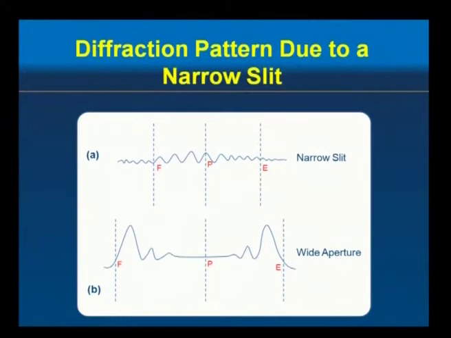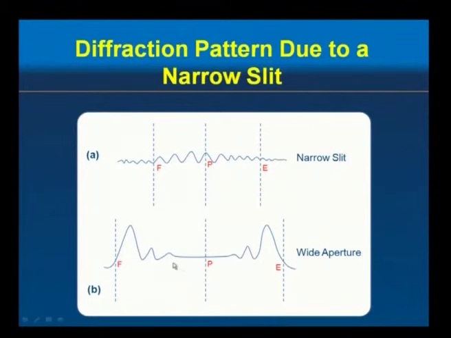So, let me spend some time. If you have a narrow slit as we have assumed so far, the intensity that is experienced in the region will be looking like this. At the point P, the intensity will be like this. It is a narrow slit, okay.